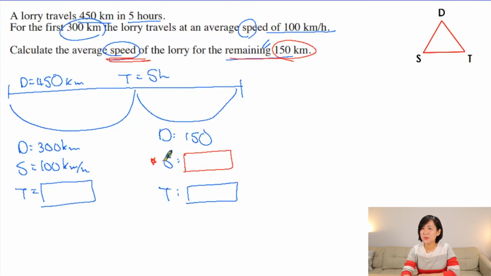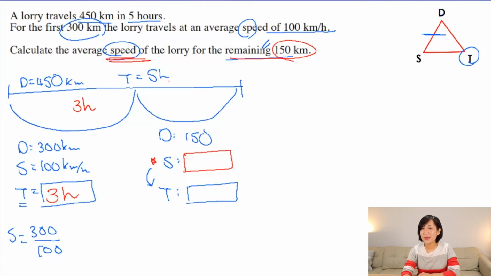To find the speed, we must know the time. But here, we've got a clue. Focus on your first section. We definitely can find our time, right? Since we've got the distance and speed, time is distance divided by speed. So let's calculate the time for the first section. That is 300 divided by 100 is 3 hours. So we know that it takes 3 hours for the first 300 kilometers.